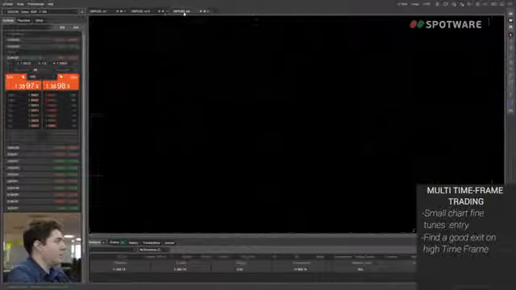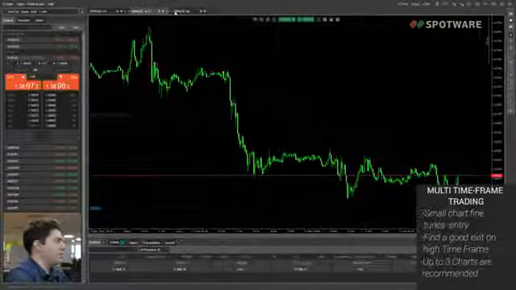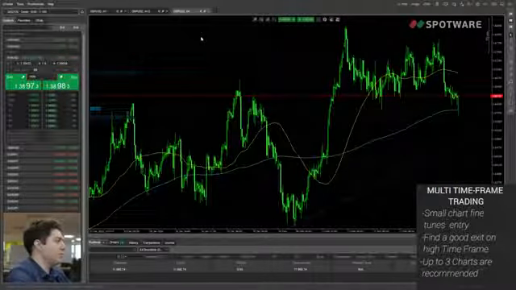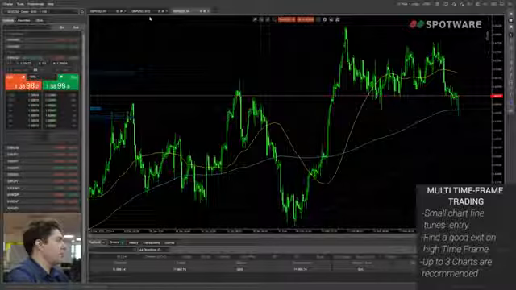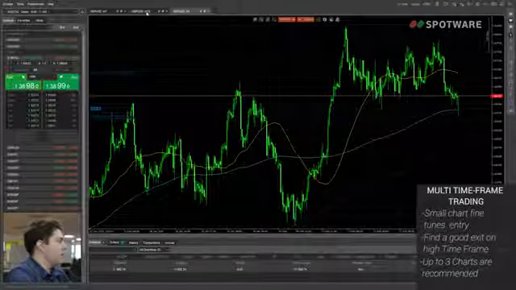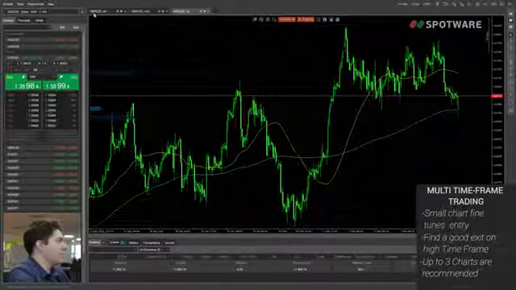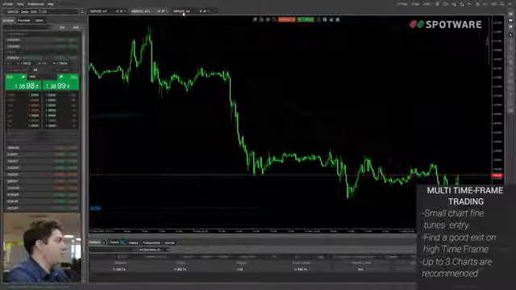There is actually no limit on the amount of charts that you can use. Even though I strongly recommend using just 3 charts, using more charts, there is a good chance that it's going to confuse you a lot and you're going to have a problem. It's going to have the opposite effect. You're going to be confused instead of getting some value out of multi-time frame analysis.